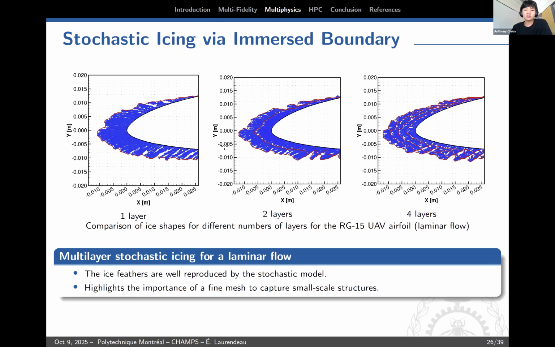And we can see that with that approach, using the IBM method, the shape of the ice, in this case ice feathers, is pretty well reproduced by the stochastic model. We can also increase the number of layers in order to increase the resolution of the simulation. This highlights the importance of a finer mesh to capture smaller-scale structures of ice.